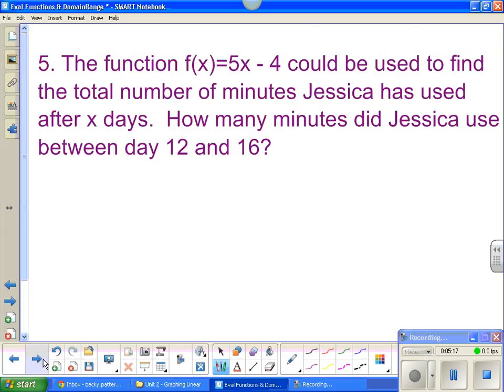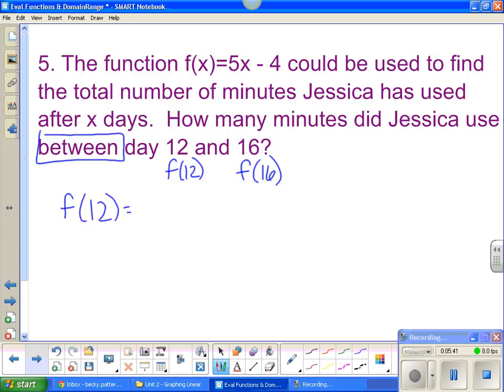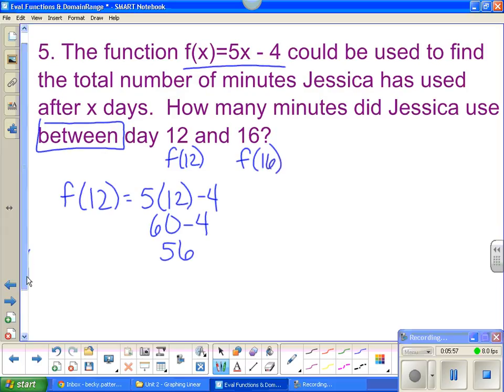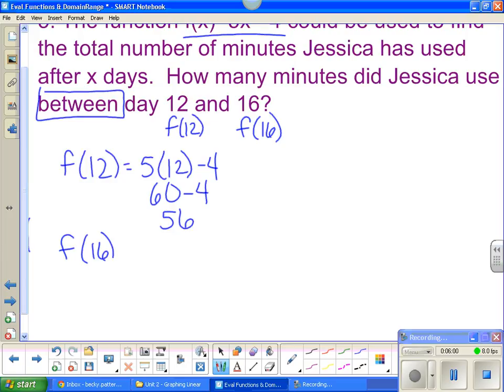The function f of x equals 5x minus 4 could be used to find the total number of minutes Jessica has used after x days. How many minutes did Jessica use between day 12 and day 16? Again, there's that word again. So I'm going to find f of 12, and I'm going to find f of 16, and then I'm going to subtract them. So f of 12, using this function, and I'm going to plug a 12 in for my x. So 5 times 12 minus 4. 5 times 12 is 60. Minus 4 is 56.